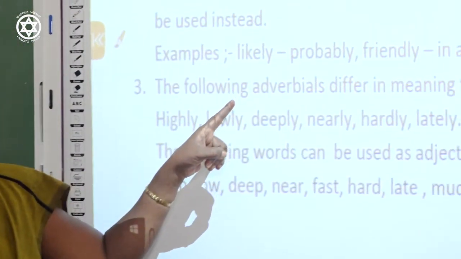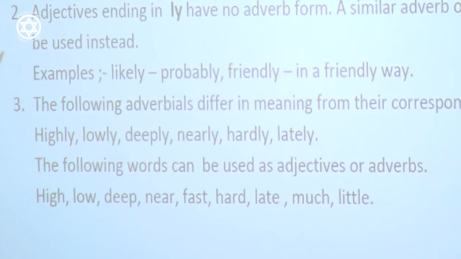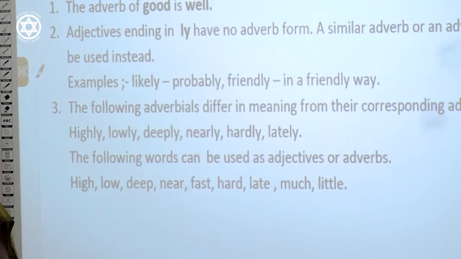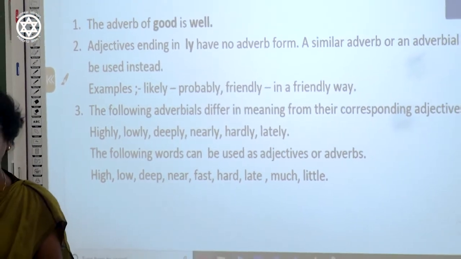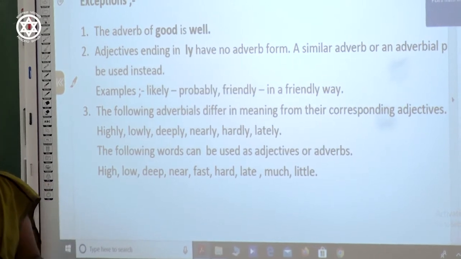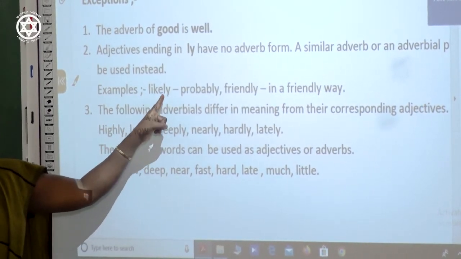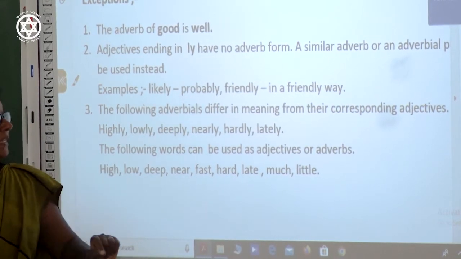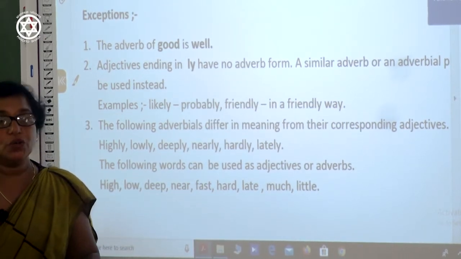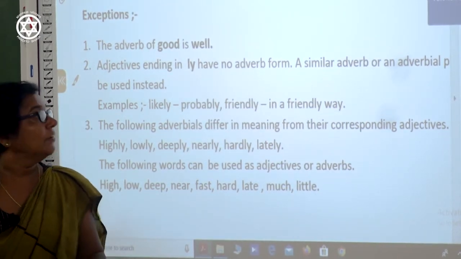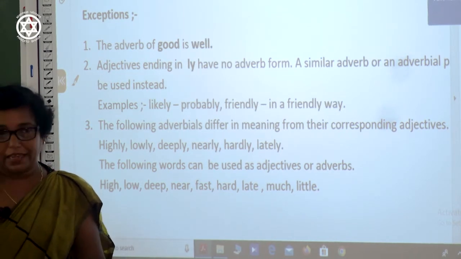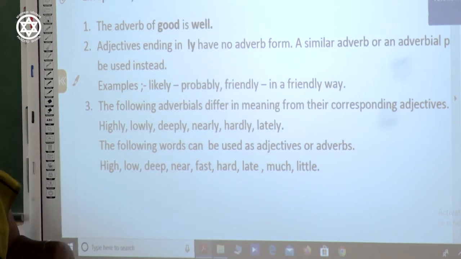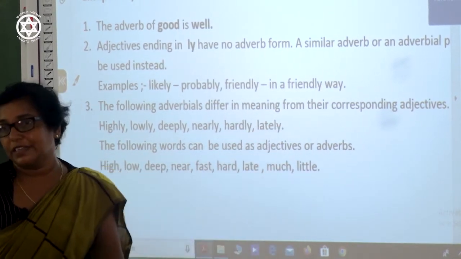In some adjectives ending in ly, we have no adverb form. For example, likely. Instead of this, we have to use another adverb or another phrase. Instead of likely, we can say probably. Friendly is an adjective. So when you want to use it as an adverb, we have to say in a friendly way, in a friendly manner, right?